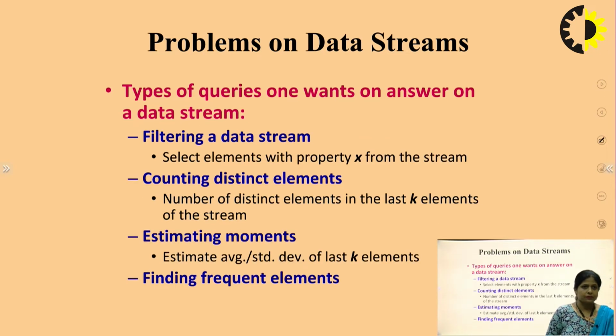Filtering a data stream: select elements with the property X, for example, from the stream. With X property we are working; next time maybe we need to work with another property. Counting distinct elements: number of distinct elements in the last k elements of the stream. Suppose Amazon wants to check, in the past 5 hours or in the past 10 hours, how many different customers have logged into my application. Estimating moments, finding frequent elements, and so on and so forth.